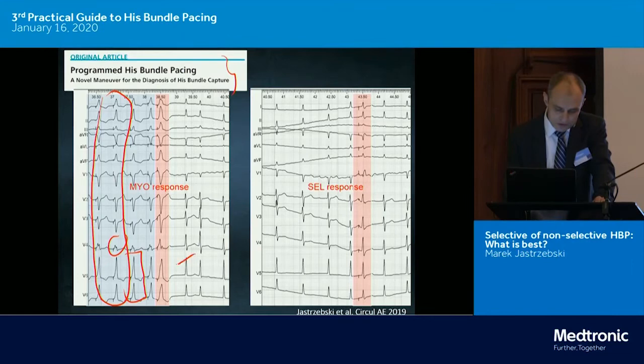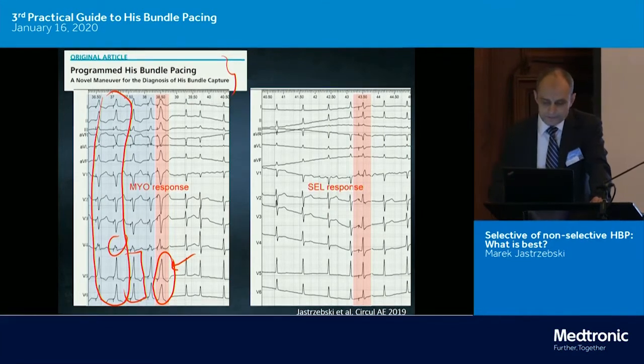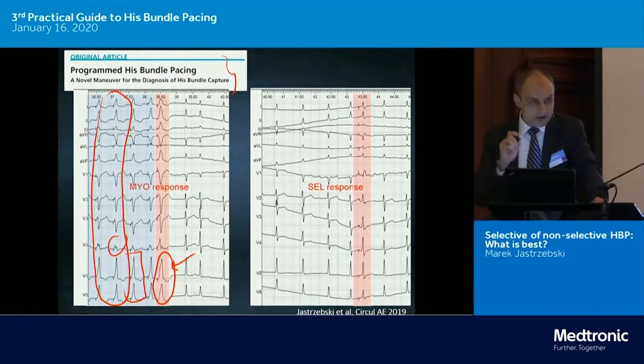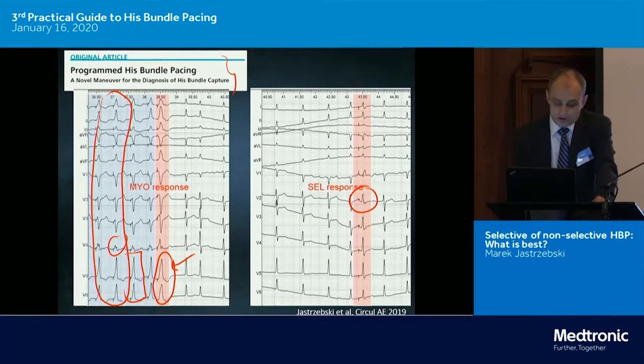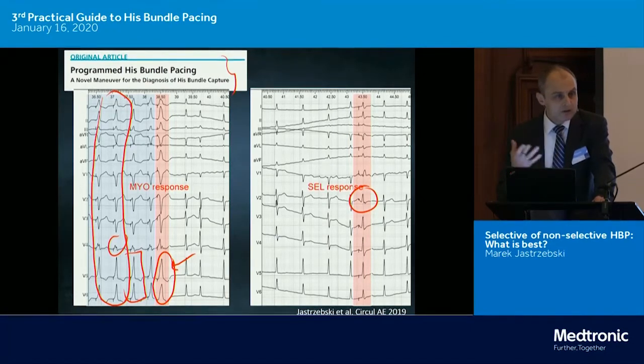With short coupled impulse, you can visualize the pure myocardial component, but using the single extra stimuli or double extra stimuli during intrinsic rhythm, very often you can get selective response and see selective QRS. And right now, you know that these two QRSs together make the non-selective QRS. And you can see the impact of each of these two QRSs on the final QRS.